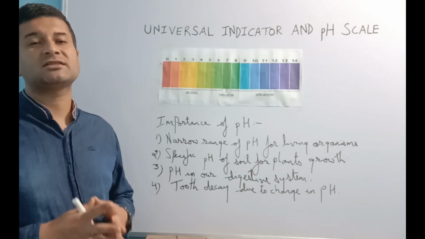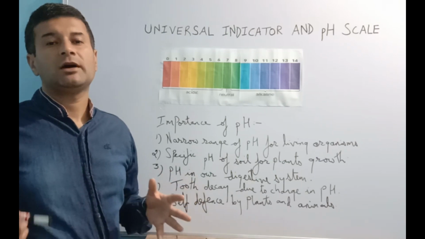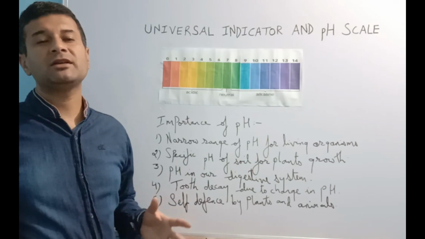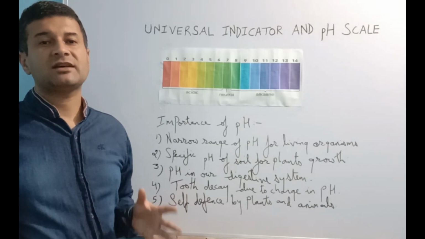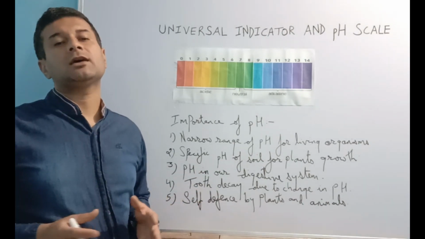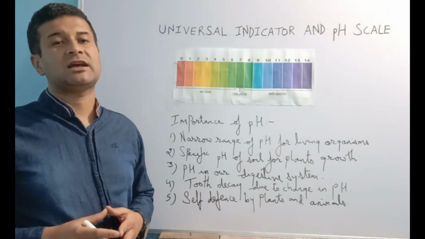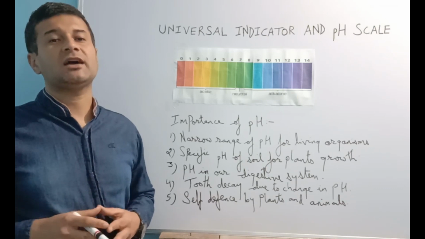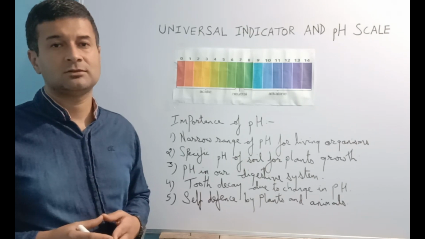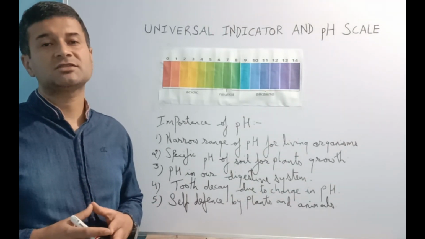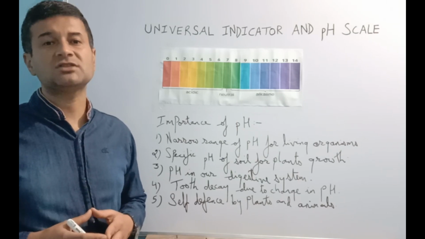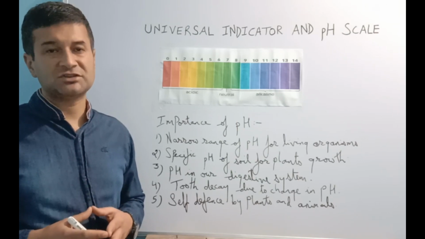Self-defense by plants and animals. Stings of honeybees, wasps and bumblebees contain acid which causes pain and irritation. Baking soda, which is a mild base, is applied on the stung area to get relief from the pain as it neutralizes the acid. Plants like nettle contain stinging hairs on the leaves that contain methanoic acid which causes pain and irritation.